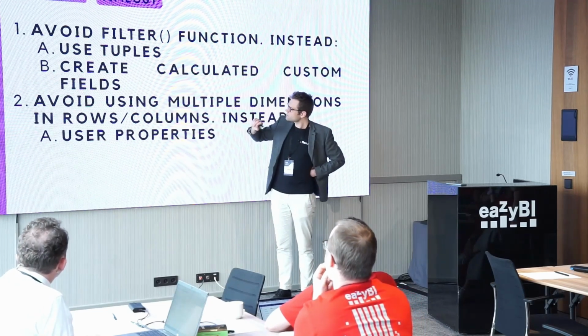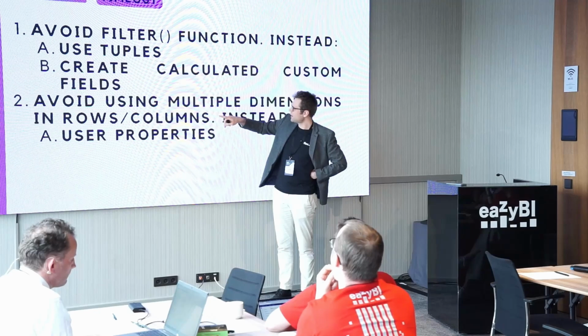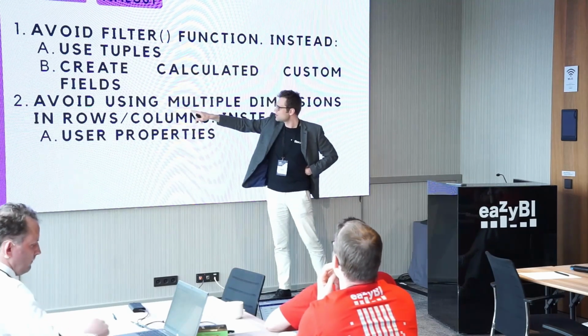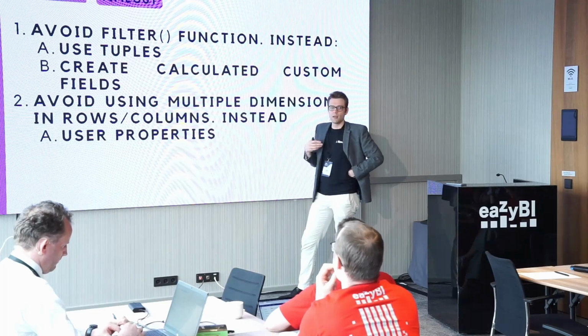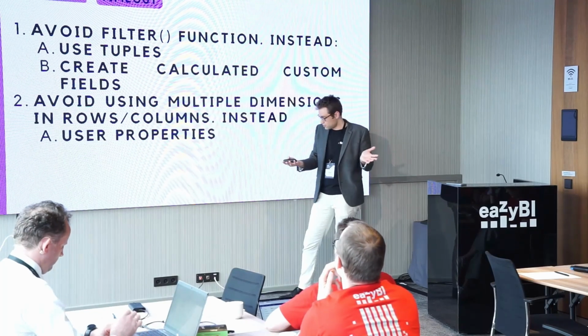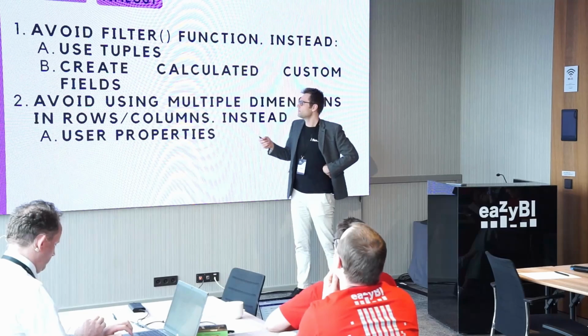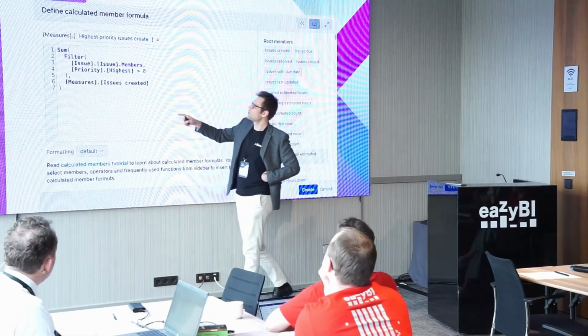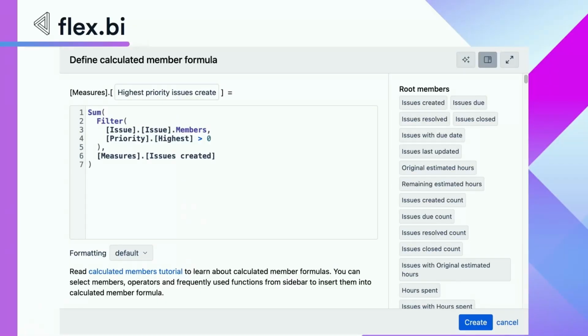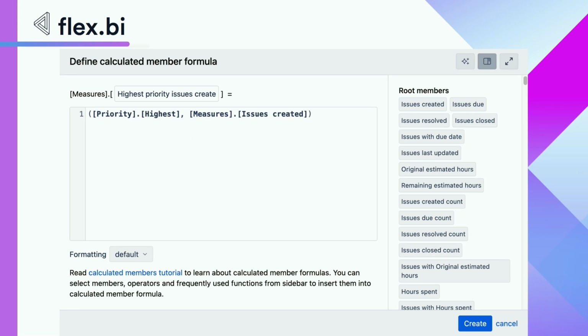And second idea is to avoid using multiple dimensions in columns and rows. Instead, if you can, which not always true, use properties. So let's look at one of the examples. So maybe you're filtering through different issues and trying to find issues that have the highest priority, right? Instead of this, you can just use a tuple. Right? So just highest priority, issues created, and that's it.